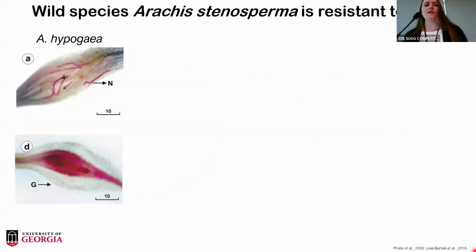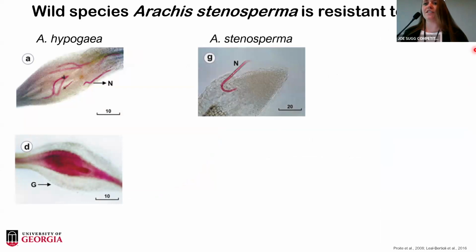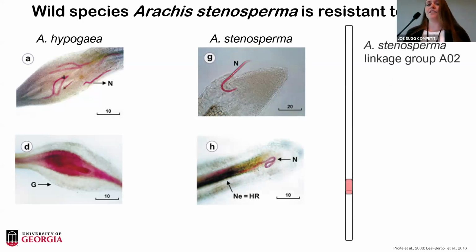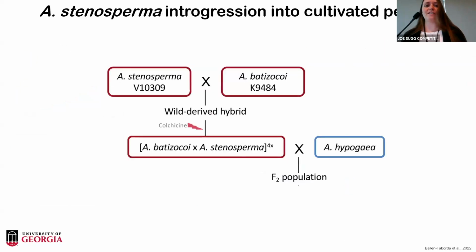On the other hand, when the wild species Arachis stenosperma is challenged by root knot nematodes, the nematodes first have a hard time penetrating the root tip, and those that do then fail to establish feeding sites because a hypersensitive response initiates localized cell death around the nematode. So there's actually two forms of resistance here, and they've both been genetically mapped to a region of chromosome 2 of Arachis stenosperma. So with a location identified, work began to bring this into the cultivated species.